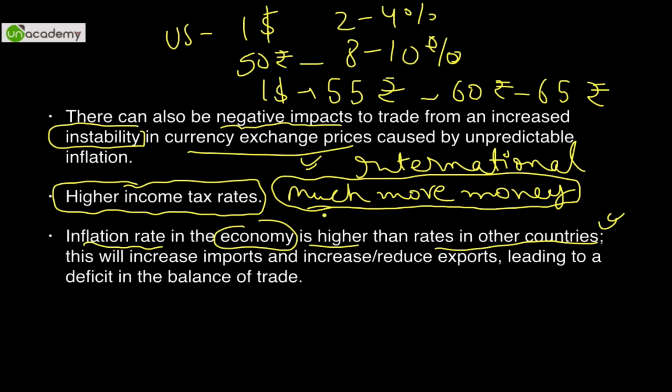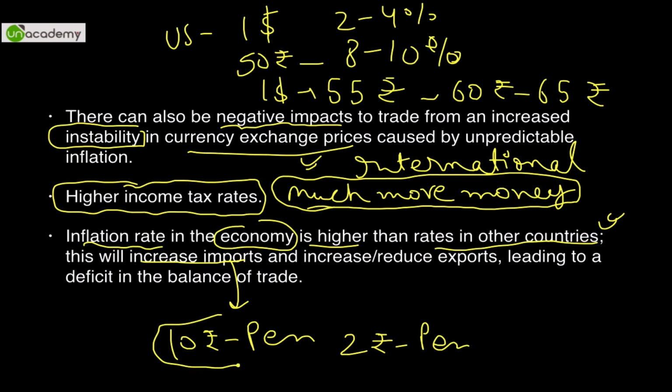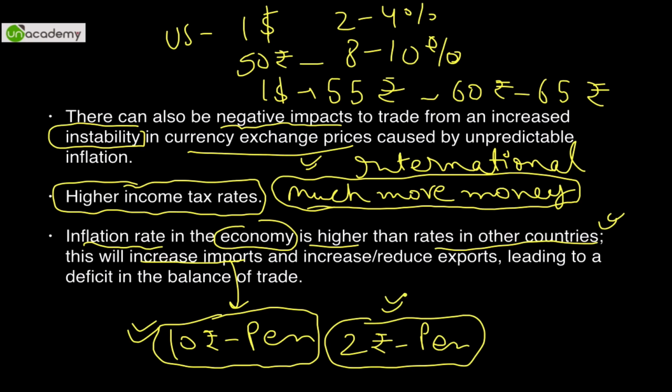Then again, if the inflation rate in the economy is higher than rates in other countries, you will increase imports. See, very simple. In your case, it takes 10 rupees to make a pen, but in China, it takes 2 rupees to make a pen. Why does it take 10 rupees here? Because of inflation, the money value is eroded. So you will obviously try to import these pens from China. Even if it is 100% duty, it will just become 4 rupees, right? Even if it's 200% duty, it will become 6 rupees. So in that case, you will try to import it.